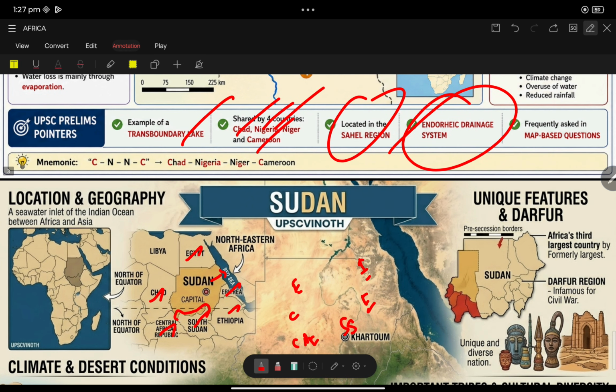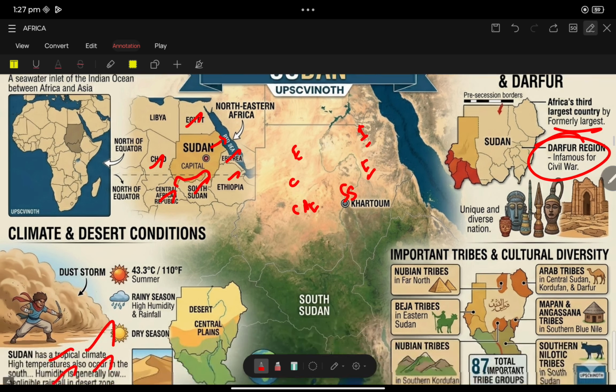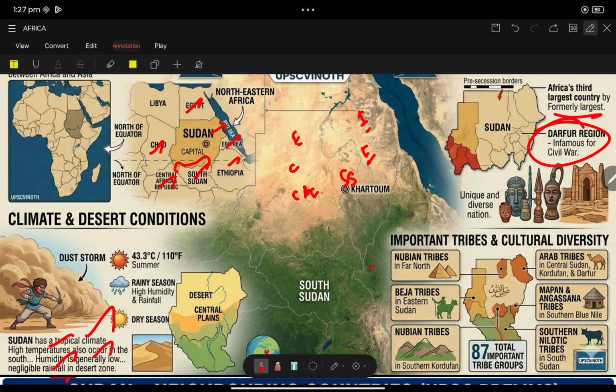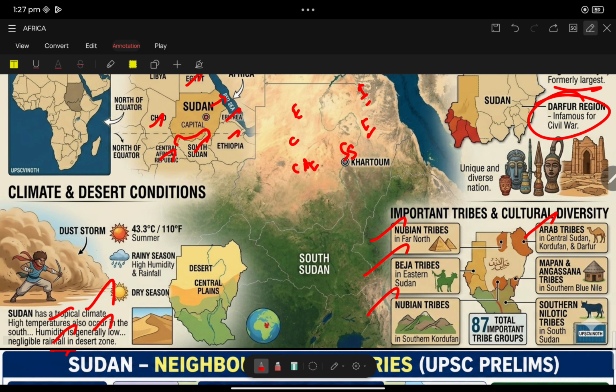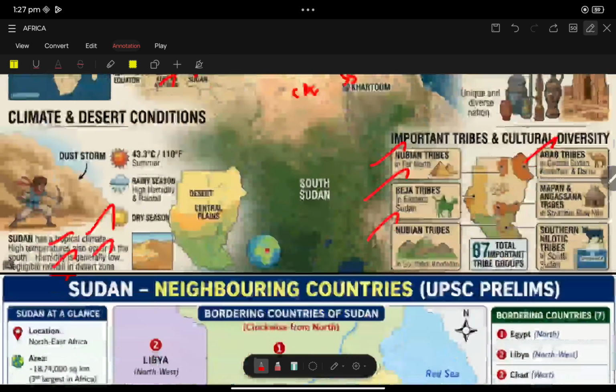Important unique features: Sudan is Africa's third largest country, and the Darfur region is infamous for civil war. Sudan has some issues with the Darfur region, which we will discuss also. Just know this right now. The important tribes are the Nubian tribes, Beja tribes, and Arab tribes. In total, 87 important tribal groups are seen here.